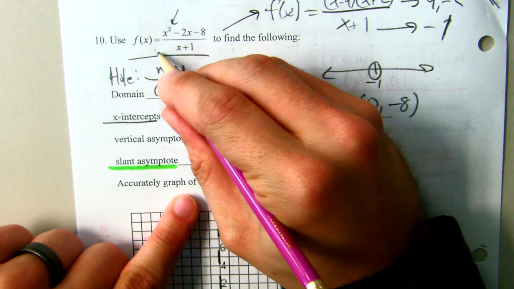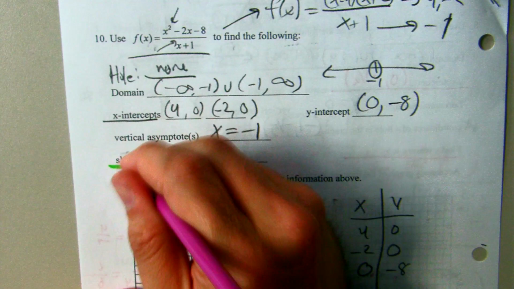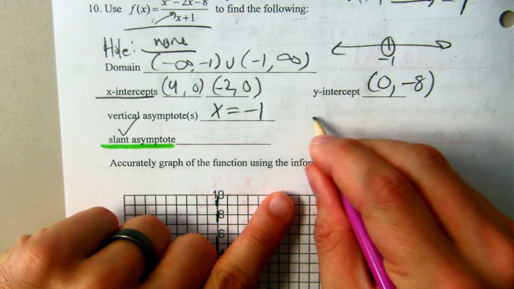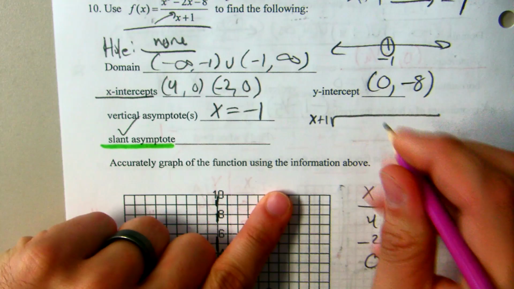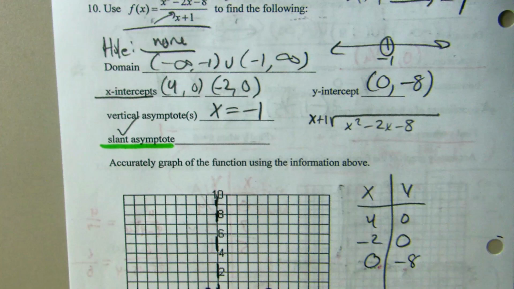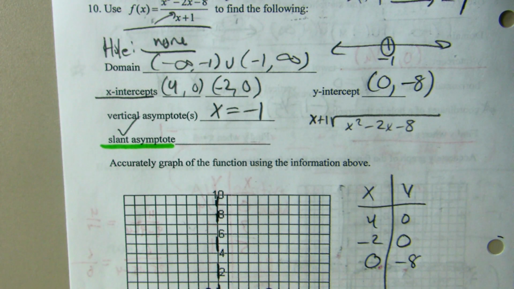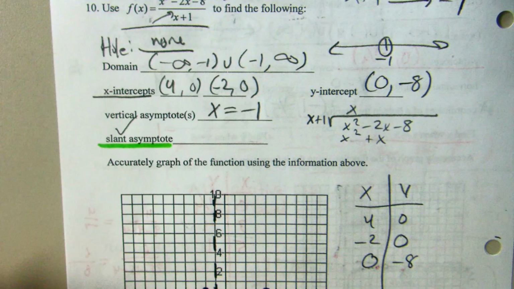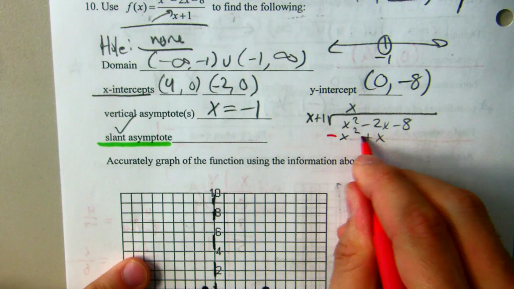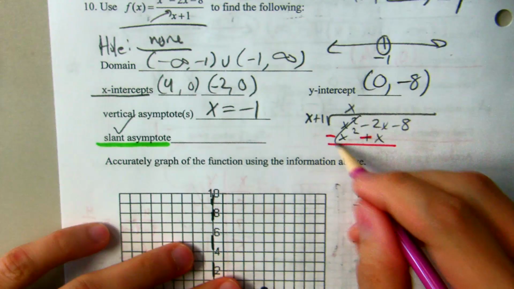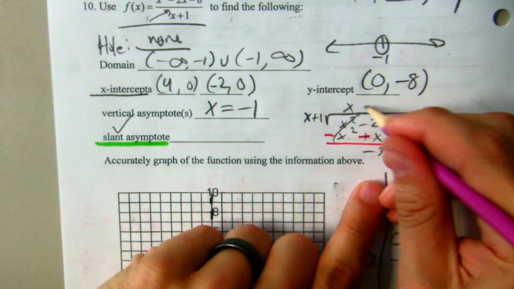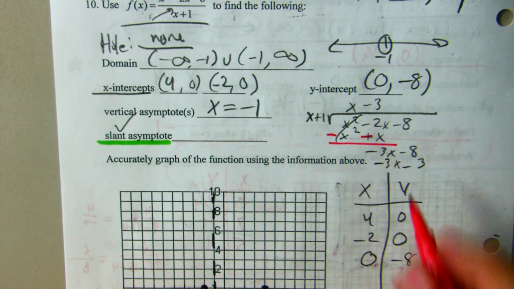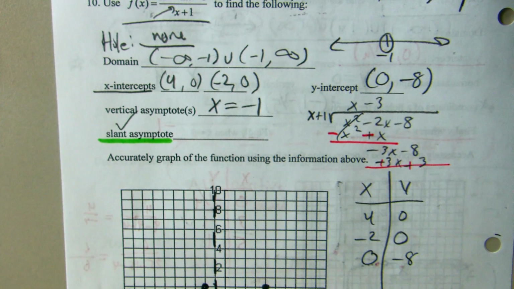The degree of the numerator is 1 bigger than the degree of the denominator. So this one does have a slant asymptote. And to find the slant asymptote, you have to use long division. So not a coincidence that we asked you to review that last time. X times x is x squared, x times 1 is x. Subtract all of this, so change the signs and add. Negative 3 times x is negative 3x. Subtract all of this, so change the signs and add.